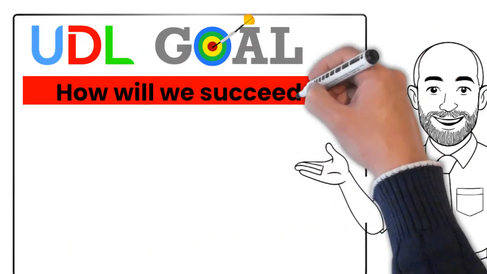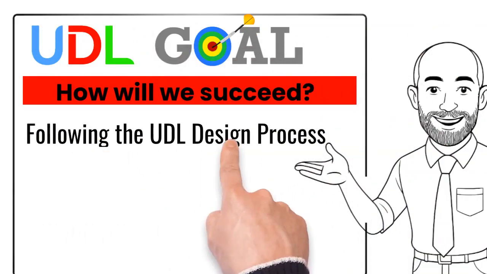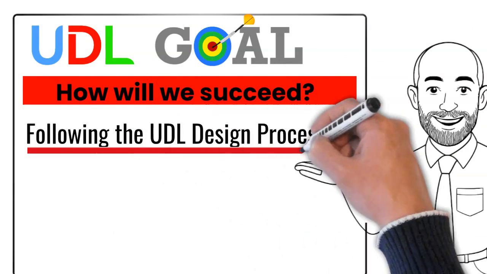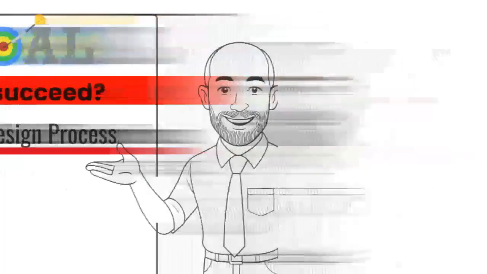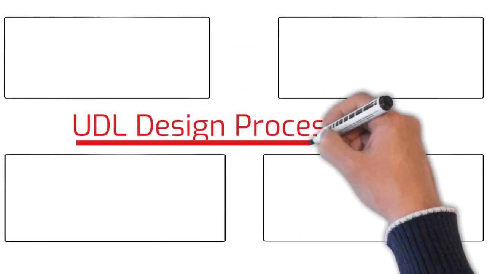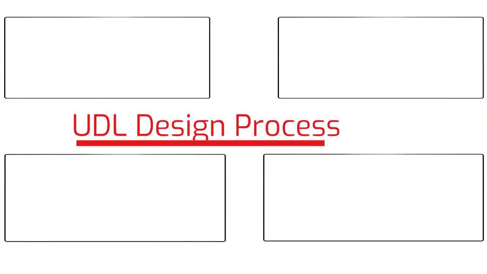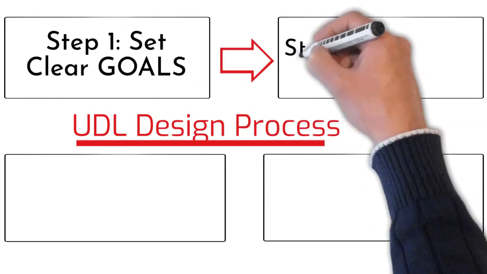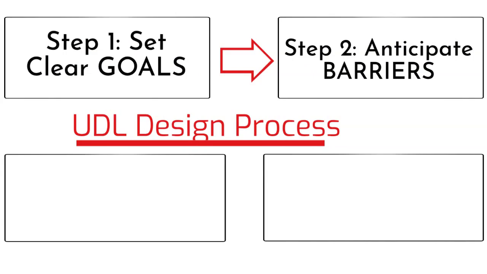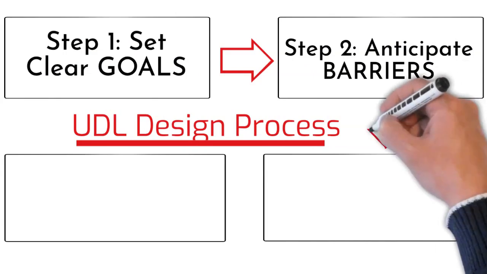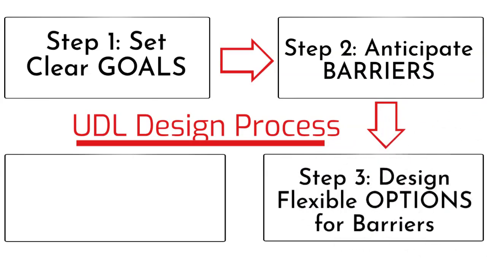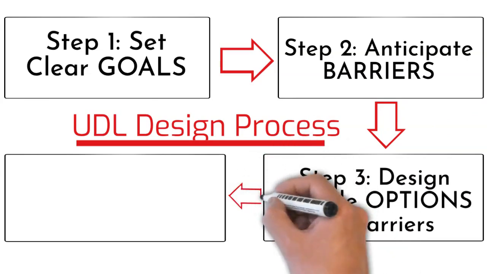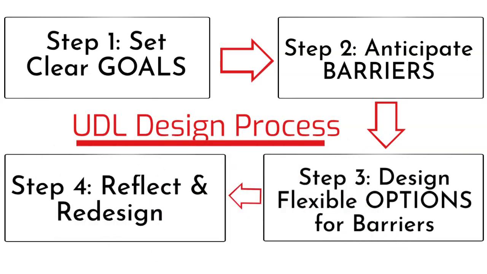How will we succeed in implementing UDL in the classroom? Let's examine the UDL design process. The UDL design process has 4 basic steps. Step 1. Set clear goals. Step 2. Anticipate barriers. Step 3. Design flexible options for reducing the barriers. Step 4. Reflect and redesign.